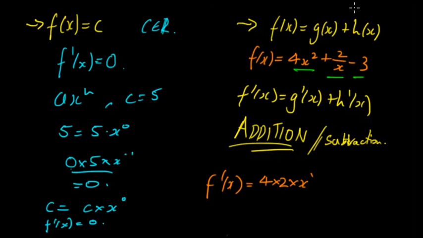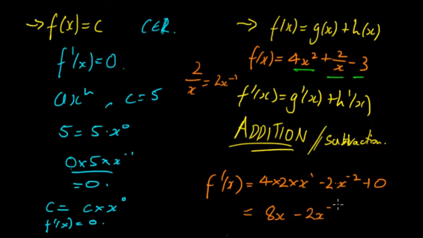Then this is, if you remember, 2 over x is equal to 2x^(-1). So that's equal to negative 2 times x^(-2), and then minus 3, that's a constant, so just plus 0. This is equal to 8x minus 2x to the negative 2. So we can differentiate, find the derivative of f(x) if there's multiple terms as well.